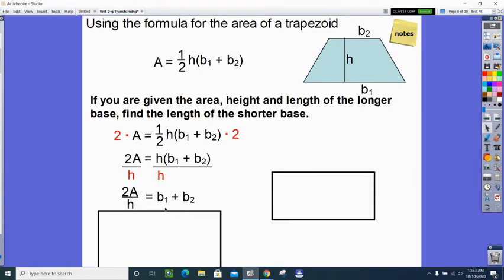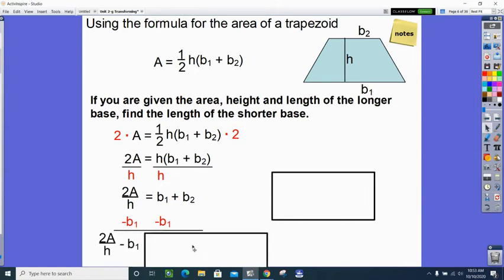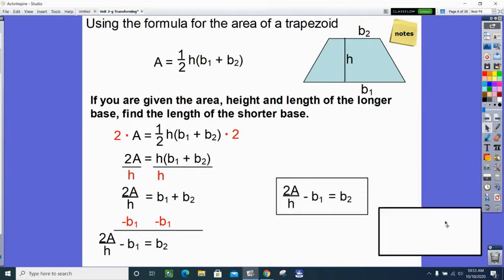Okay, final thing. I want to free the B2, so I've got to get rid of the longer base, and I'm going to subtract. The opposite of adding would be to subtract it. So twice the area divided by the height, subtract the longer base, believe it or not, and that will give you the shorter base.